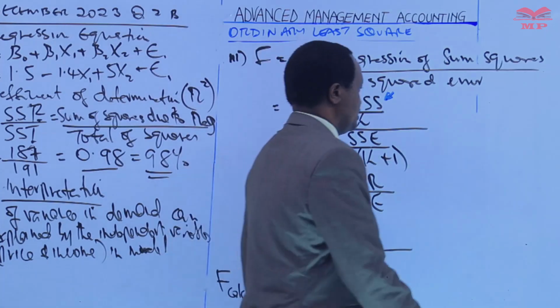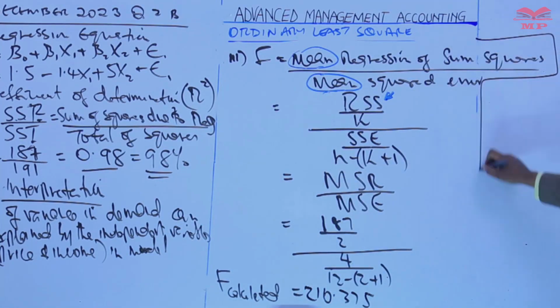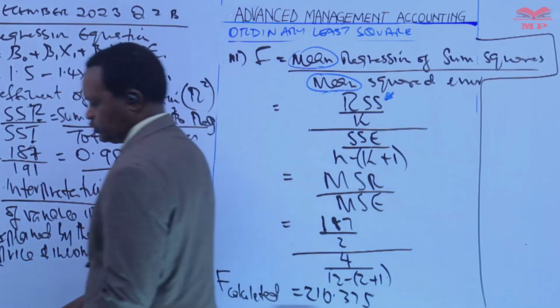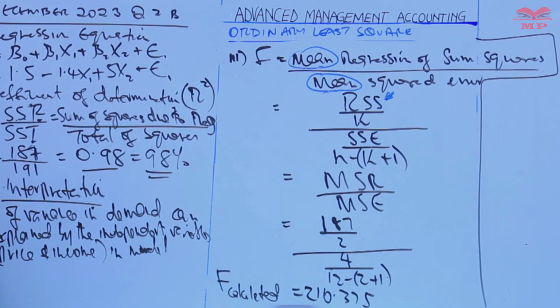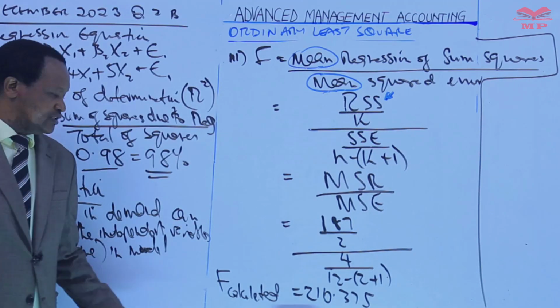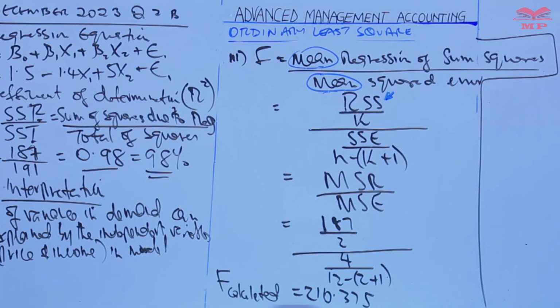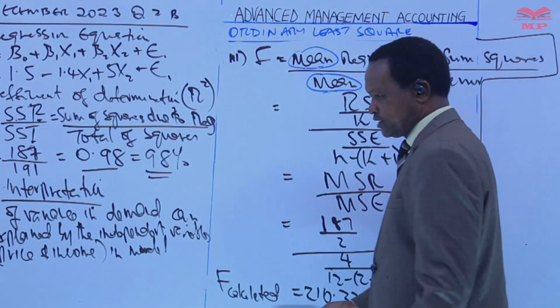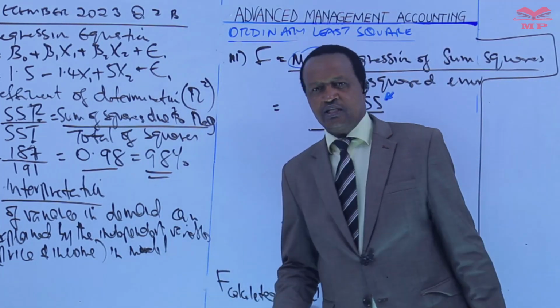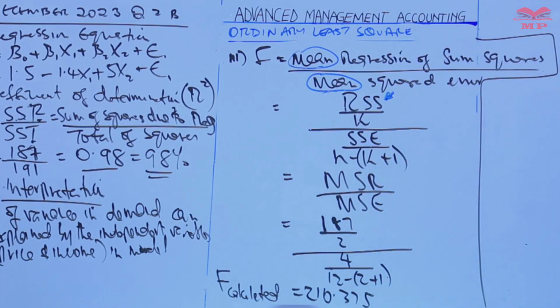210.375 is the F calculated. What does that mean? Or what are we required to do with that? Test the adequacy of the model. That's the question: test the adequacy of the model for prediction. So to test the adequacy of the model for prediction, where the F table value is 11.56, we have to first calculate the F calculated. And the F calculated, we see here, is more than the 11.56.